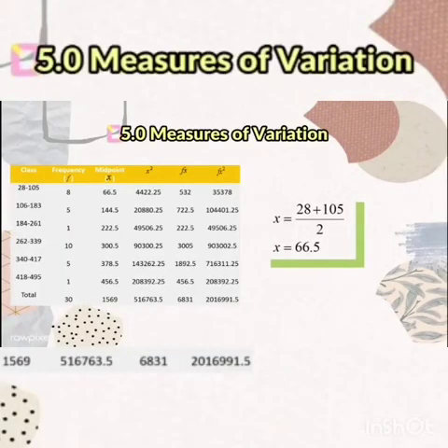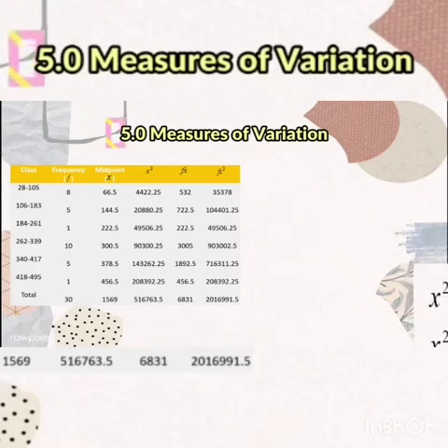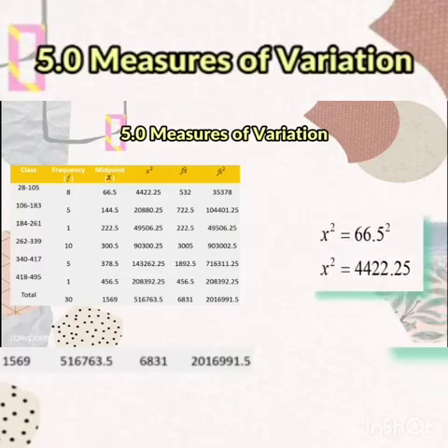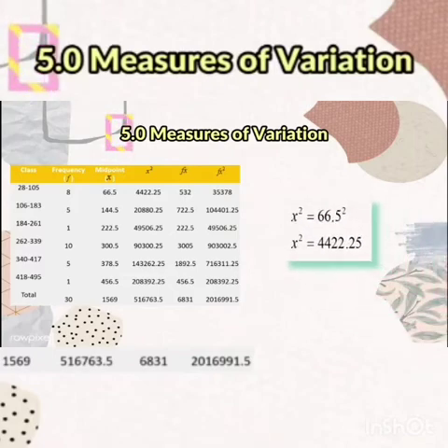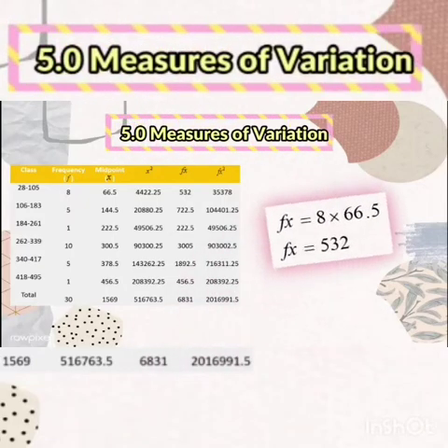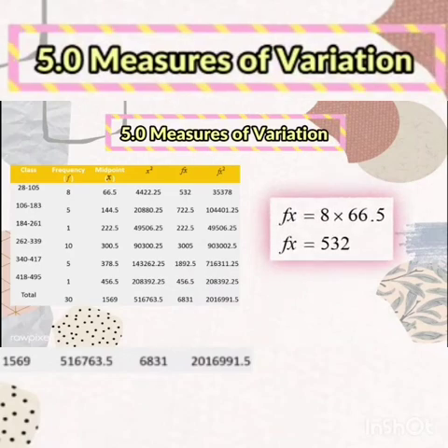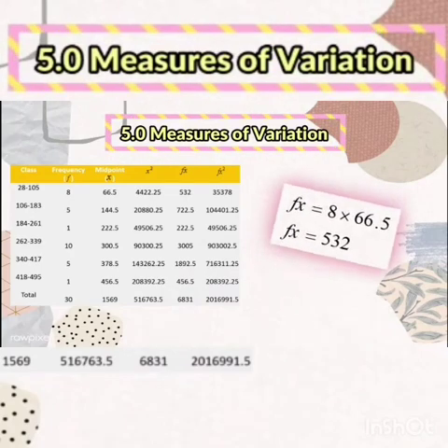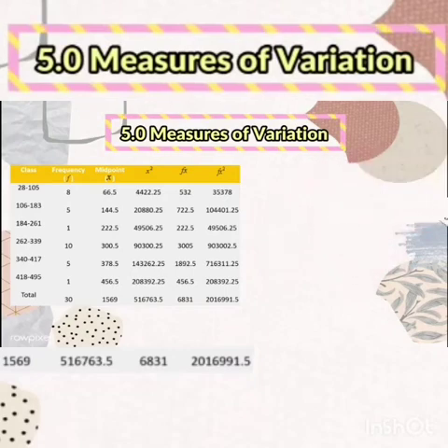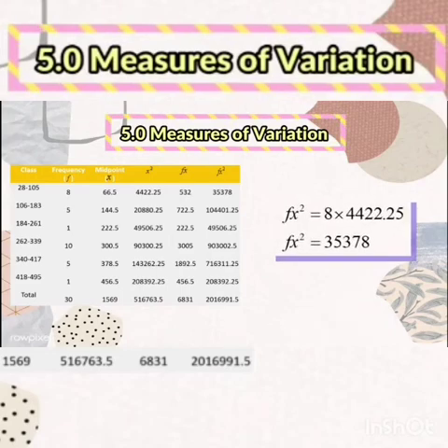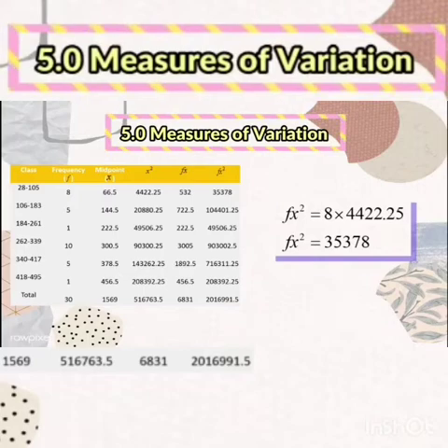Measure of variation. This table is from our data that we find. To find the midpoint, x equals 28 plus 105 divided by 2, equal to 66.5. To find x squared, 66.5 squared equals 4422.25. And to find fx, that is 8 times 66.5, equal to 532. Lastly, to find fx squared, that is 8 times 4422.25, equal to 35,378. Continue it on the table.